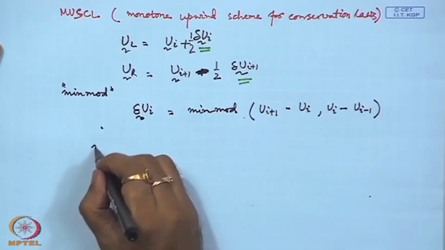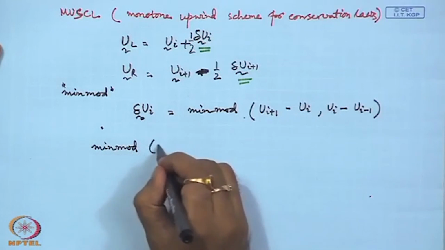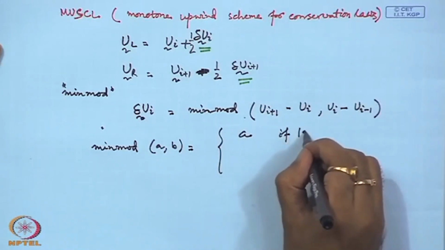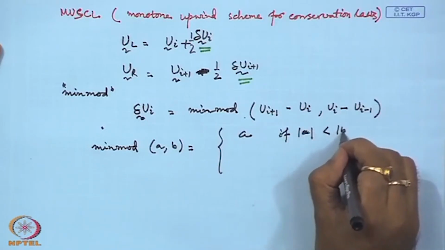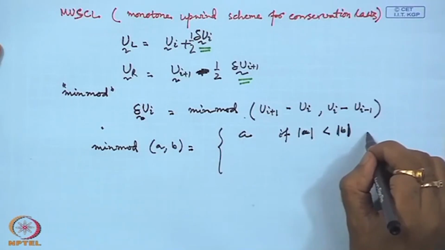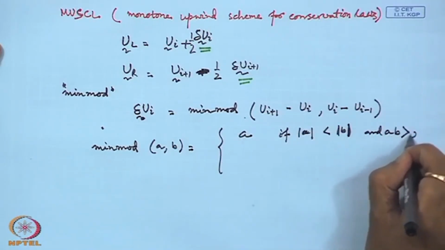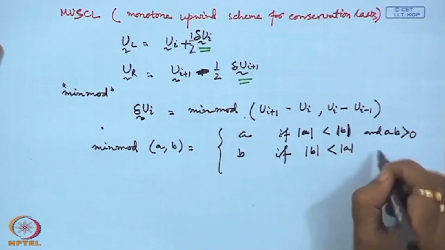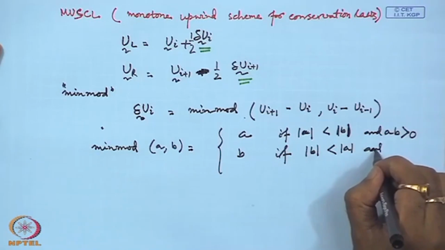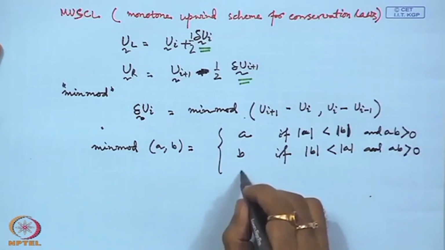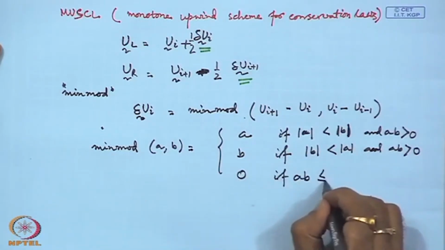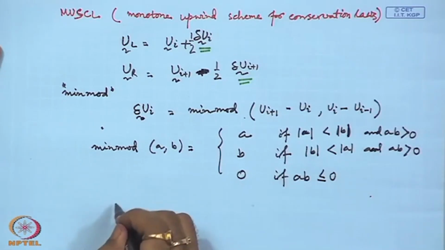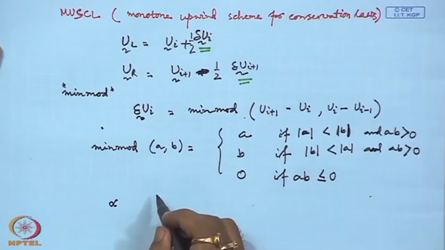What is this min mod? Min mod is defined as min mod of A, B, where A, if modulus of A is less than modulus of B, and AB is greater than 0; B if modulus of B is less than modulus of A, and AB greater than 0; and 0 if AB is less than or equal to 0, or negative.